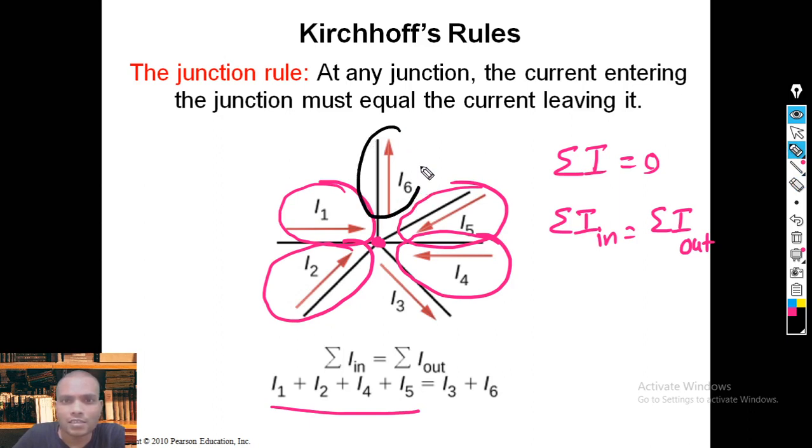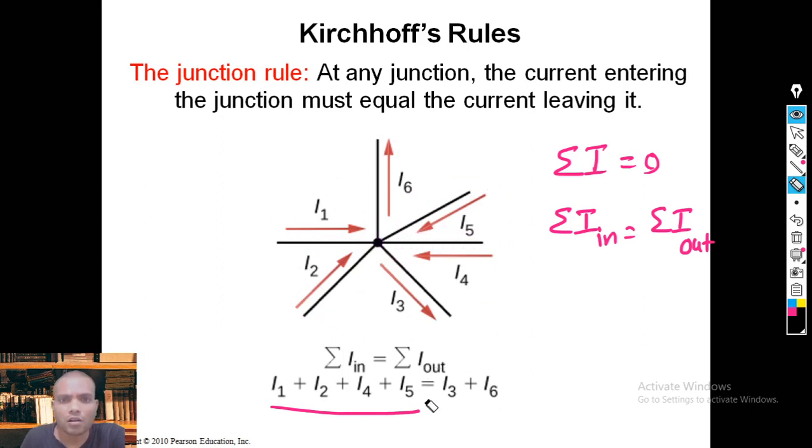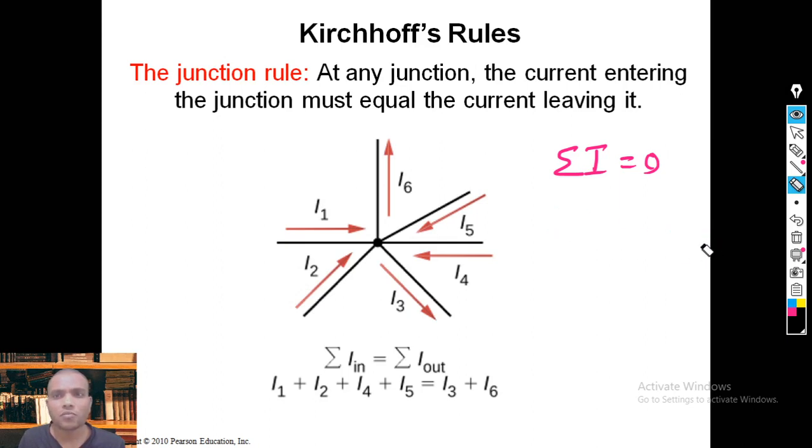Now I6 is leaving the junction, and I3 is also leaving, going away from the junction. So the current leaving the junction is I3 plus I6. If we combine all this, the currents entering and the currents leaving, the total current value goes to 0. This is Kirchhoff's first law, also known as the junction rule, the current law, KCL, Kirchhoff's current law.